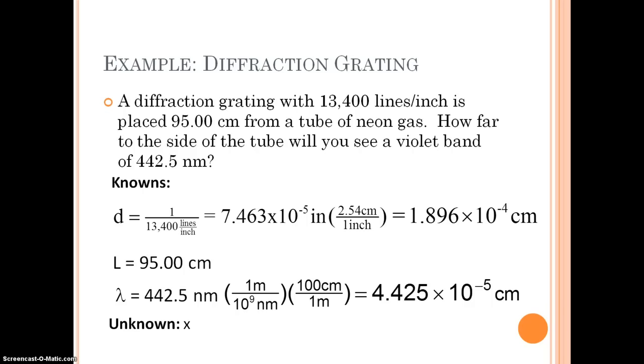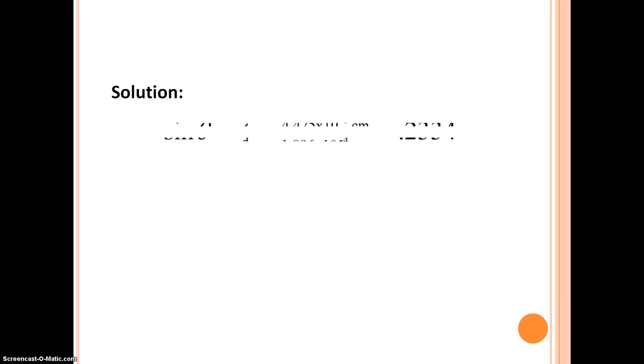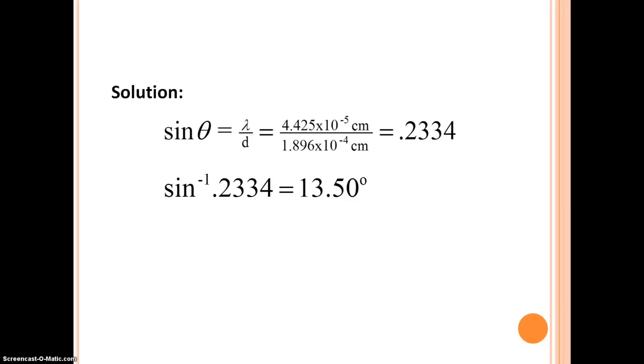In this case, they say, how far to the side of the tube do you see the violet band? What they're asking you for is X. So here's how we do this. First, we're going to go ahead and find what that angle is. So my 0.2334, that's the sine of theta. I'm going to use that to find the angle. 13 degrees, that's actually a fairly big angle in these kinds of problems. Usually the angle is very small. If you get an angle of like 70 degrees, you've probably made a mistake. So you're looking for very small angles here.